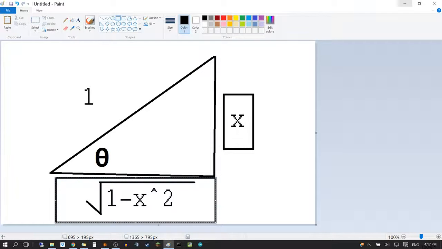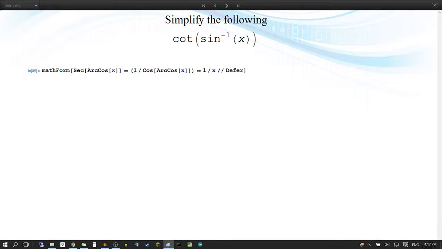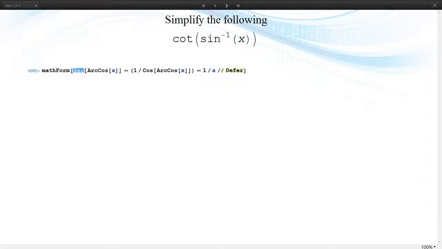So let's write that in. So, cotangent of sine inverse of x is equal to the square root of 1 minus x squared divided by x, like so.